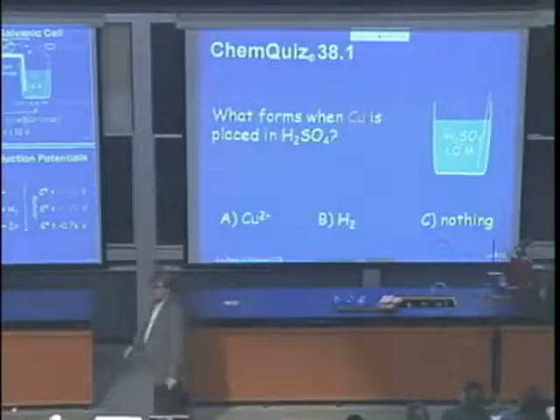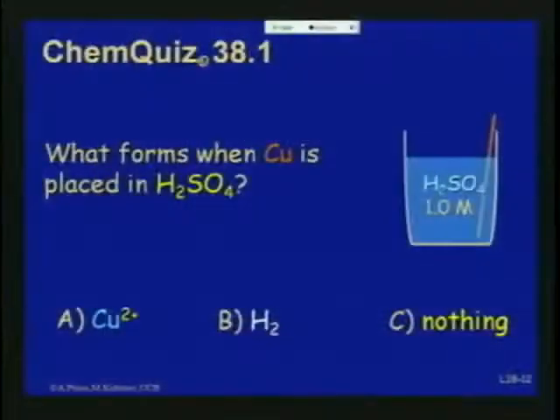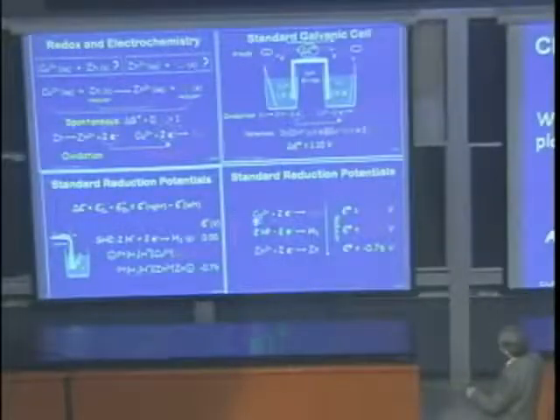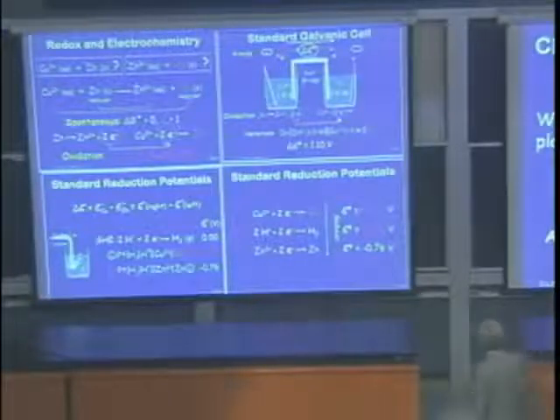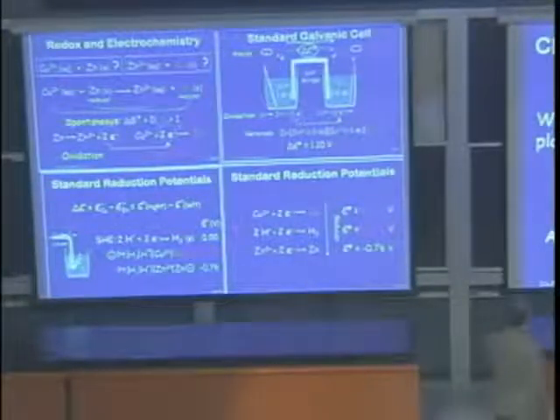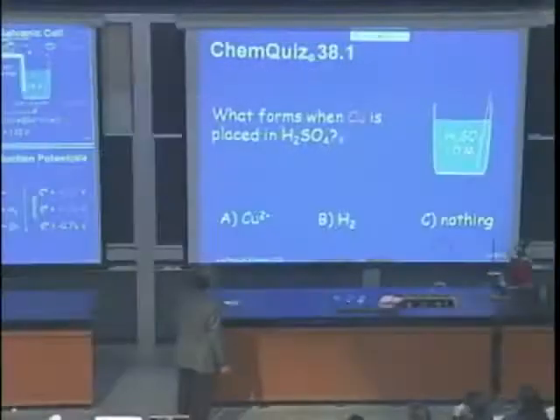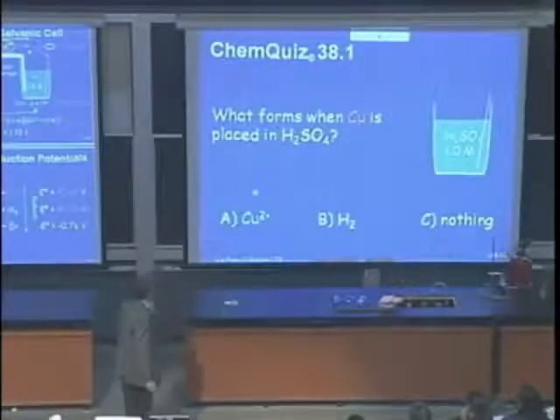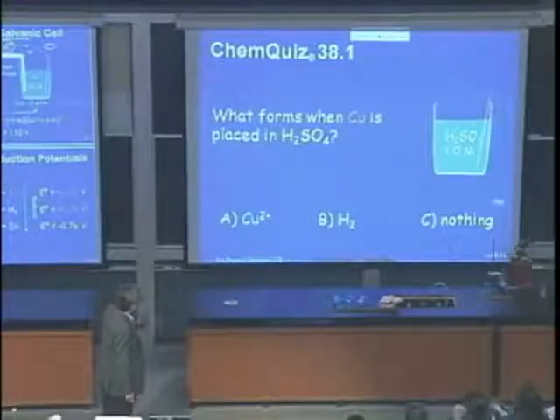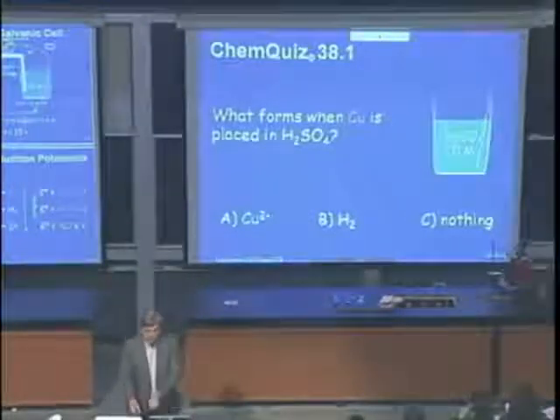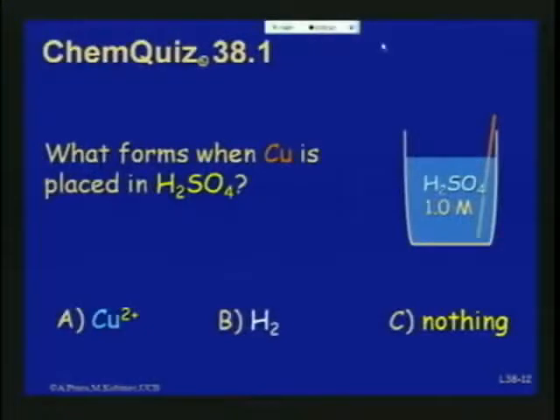So, now let's see if you understand. This is our copper. And copper, does it want to be in this form or in this form? It's a positive potential. And we place copper in 1 molar sulfuric acid. What will happen? The copper will go in solution, hydrogen will be formed, or nothing happens. Why don't you think about this and give me your answer, please?